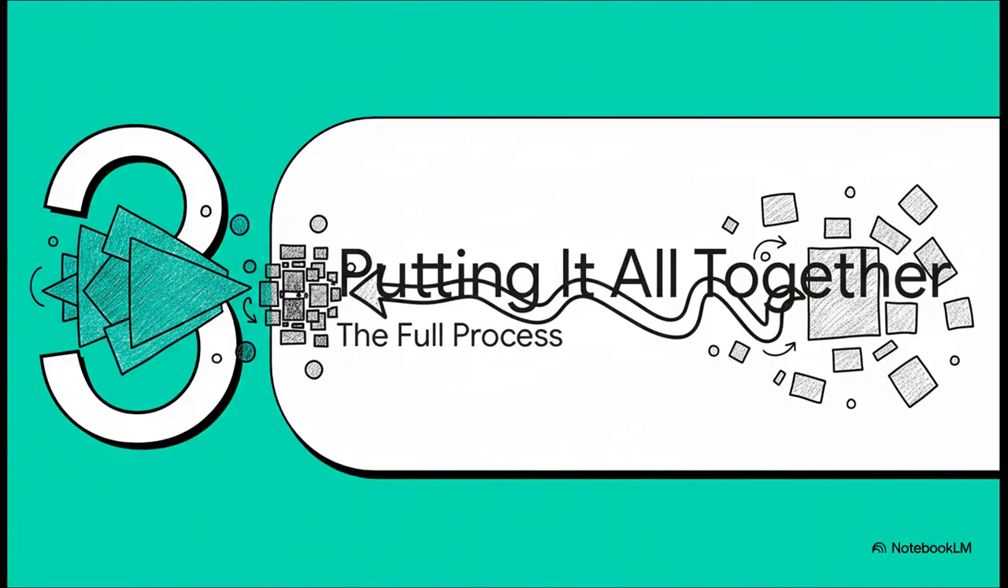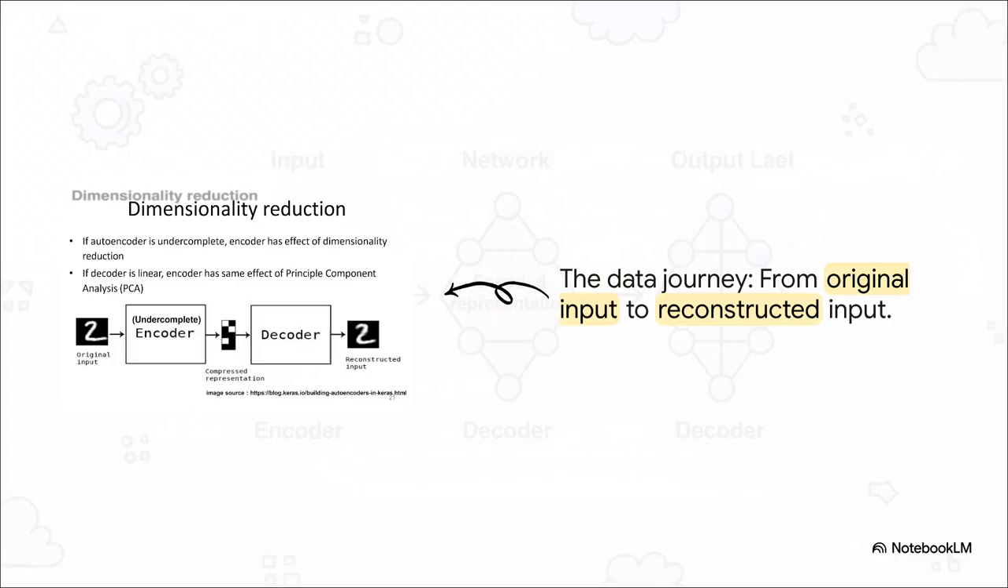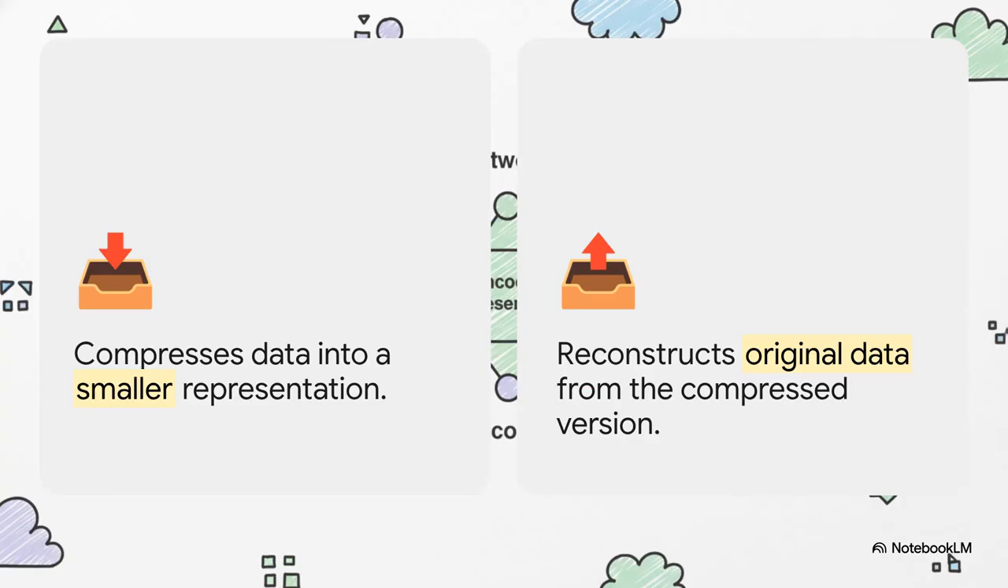So we have the compressor and the decompressor. Now let's step back and look at the whole elegant process working together as one system. This really shows you the complete data journey. Original input gets encoded into a compressed representation, and then it gets decoded back. This process of squeezing a huge amount of data into a smaller space is a really powerful technique called dimensionality reduction. The autoencoder is forced to learn the most meaningful dimensions of the data just to have a chance at succeeding.